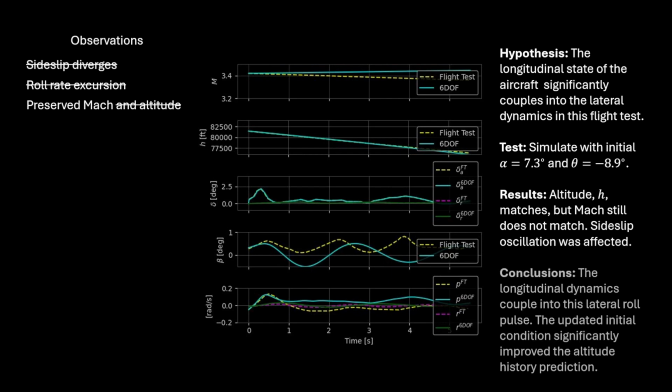We conclude that the longitudinal dynamics do couple into the lateral dynamics, and the update to the initial angle of attack significantly improved the simulated altitude, although the mismatch between Mach number indicates under-prediction of drag coefficient. So we cross off altitude from the list.